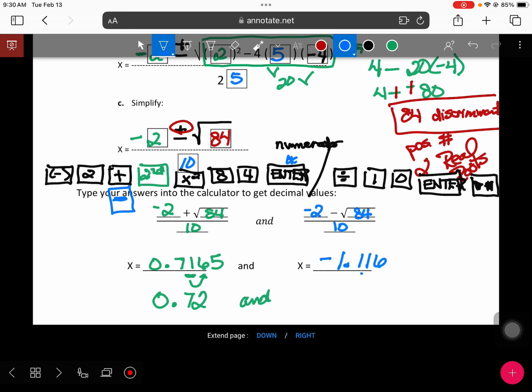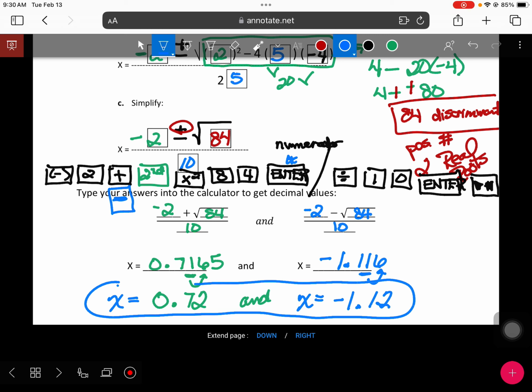-1.116. I'm going to round it to the hundredths place, which is 2 decimal points. Go next door: 5 or more, it's going up. So x here is equal to -1.12. It's going to go up to 2 because 5 or more. And this should be x equals also. So those are your 2 x-intercepts. Questions on that?